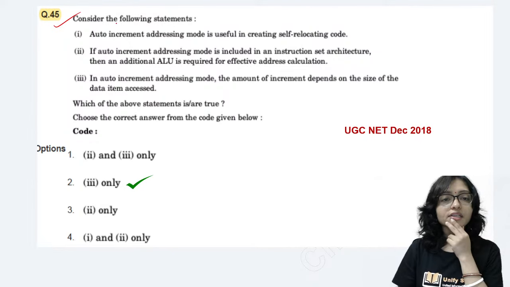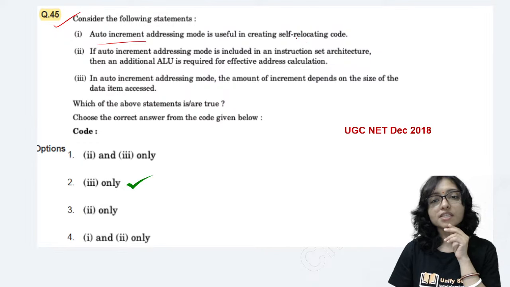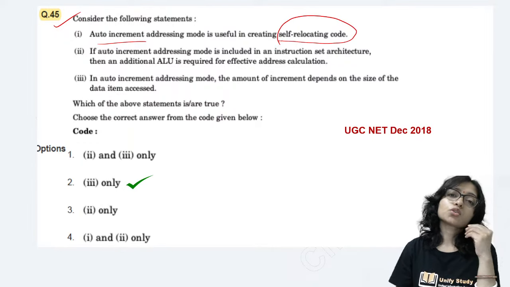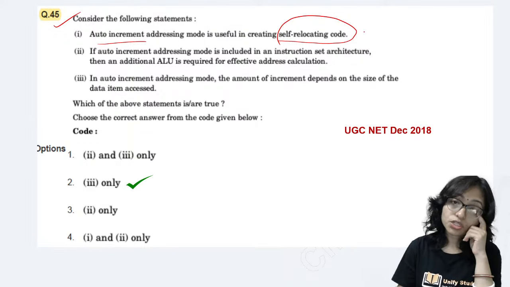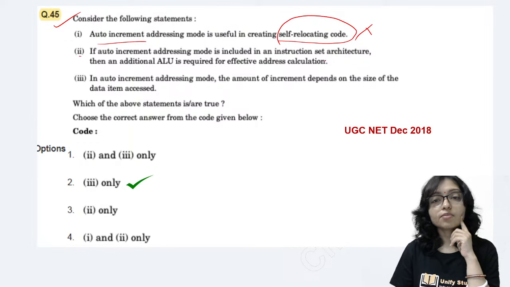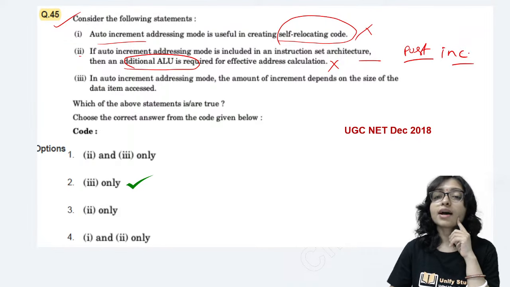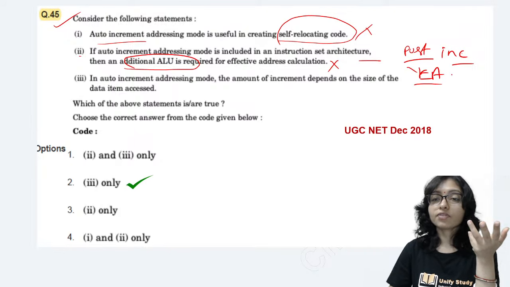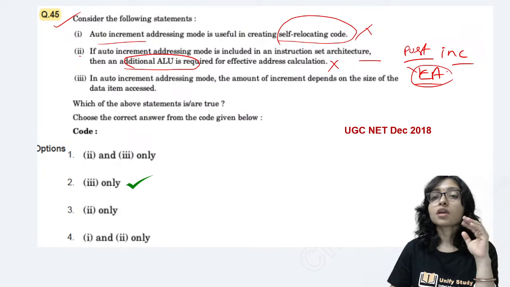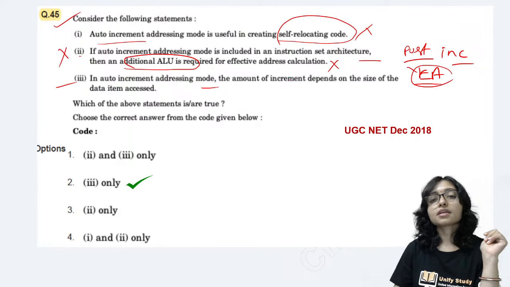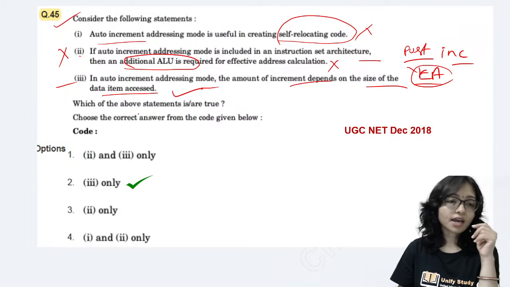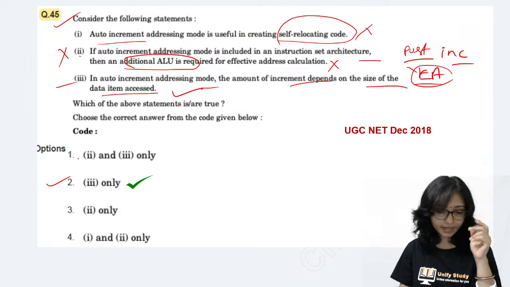Sorry. So here, consider auto increment. Auto increment addressing mode is the self relocating code. No, auto increment is not relocating. Self relocating means relocating itself to a different area. So it is not the self relocating code. The auto increment addressing mode requires an extra ALU for arithmetic. No, additional is not required. As I told, it is post increment, right? Post increment means whatever is there, that will be my effective address. For effective address calculation, no extra operation is required. The increment happens afterwards, so it is not for the effective address. That's why this is also wrong. Auto increment addressing mode, amount of increment depending on the size of the data, this is correct. So that's why option 3 will be the correct one. Okay, is that clear?